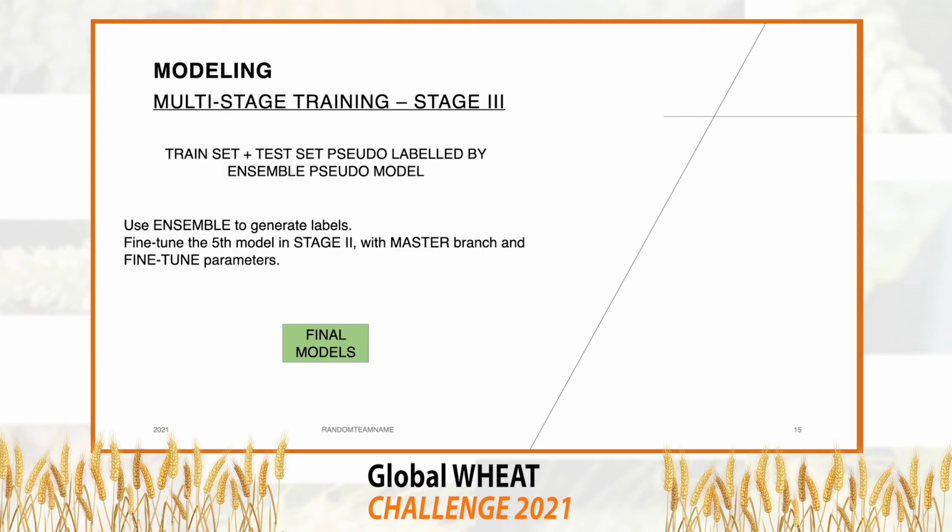So in stage three, we started by using ensemble as described above to generate a set of labels. Then we fine-tuned the fifth model in stage two with multi-branch and fine-tune parameters. The model trained during this stage was used to generate our predictions, which ranked the first on the final leaderboard.